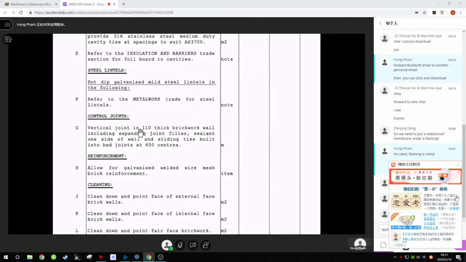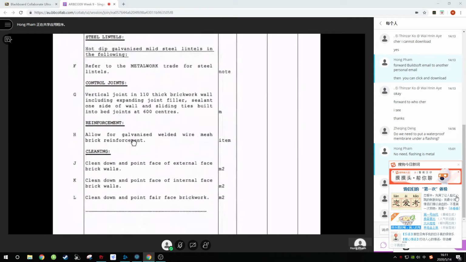Vertical joints in 110 thick brickwork shall be included. Control joints are measured in meter run. This is for expansion joints. Sometimes the brick will move and create cracks. So at certain intervals in meters they must leave a gap and then fill it with sealant, silicone sealant, so in case the brick expands, it will not crush and crack.